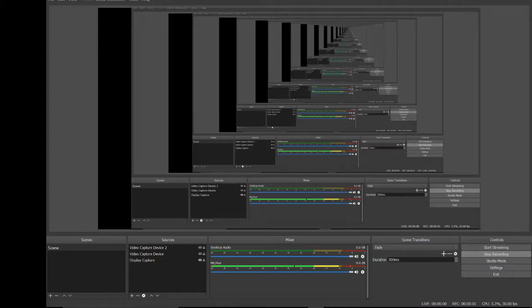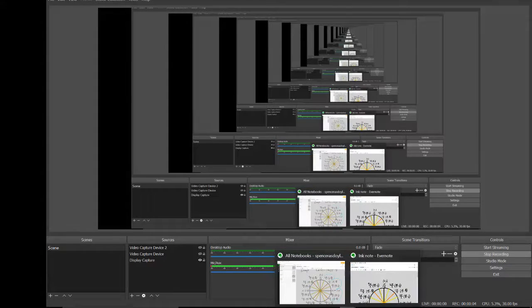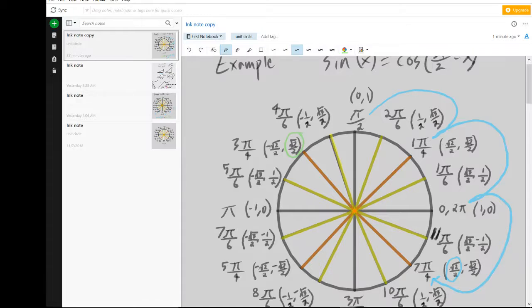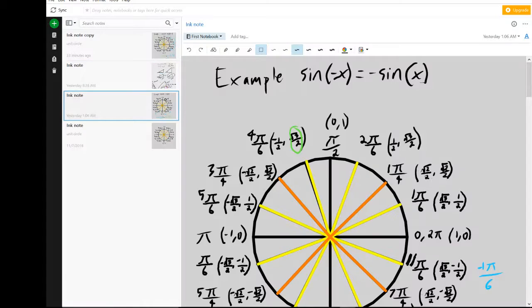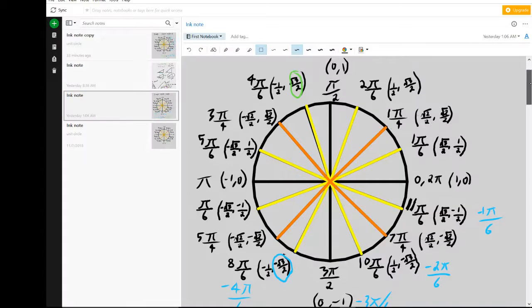All right, let's take a look at even odds. So here, we're going to take a first look at sine. And we're trying to figure out if sine of negative x is equal to negative sine x. We go down to our unit circle.